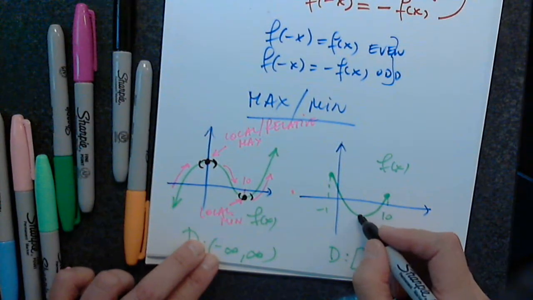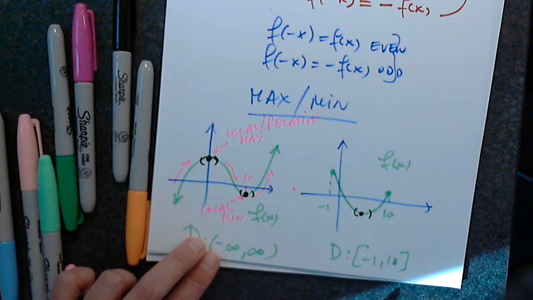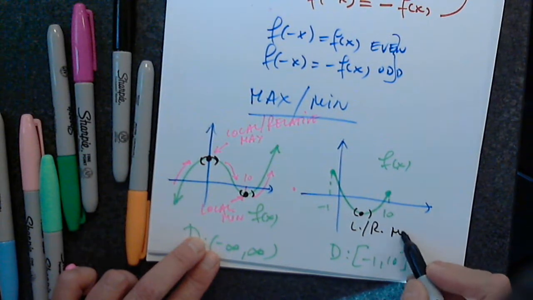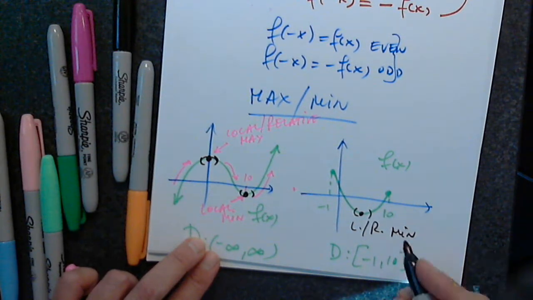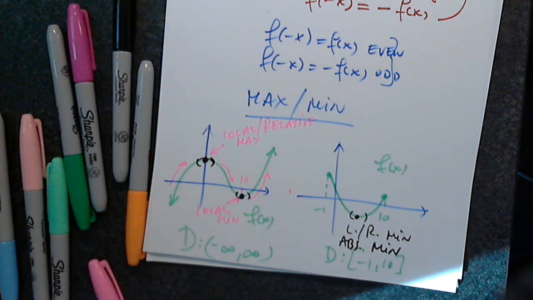Now, is this local? Yes, it is, because I can show you the interval left and right. So this is local or relative min. It's also an absolute min for this function. Why? Because there is no other lower value than that.